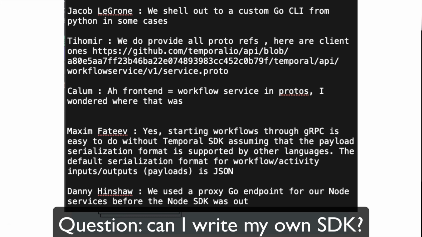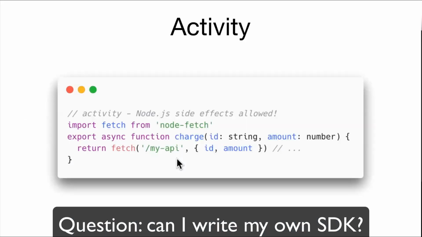So foreign function interfaces, or whatever you call it. Jacob here from Datadog is an expert, and he's probably already done it. If you want to build yourself a Python client, as a backdoor, we don't officially support it, but it is possible.